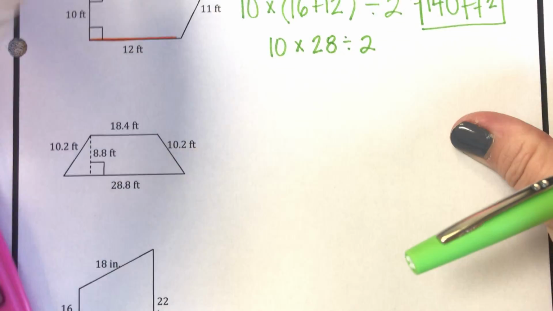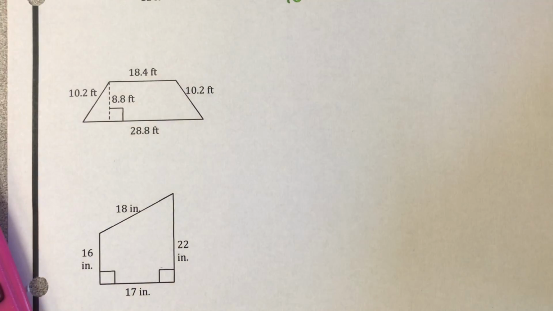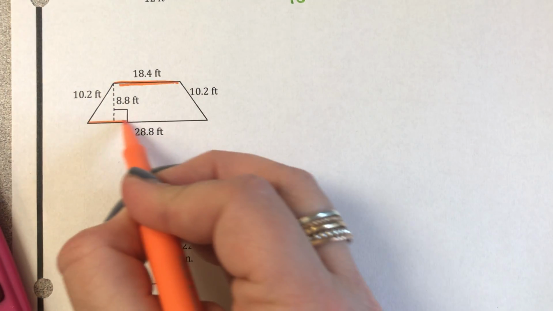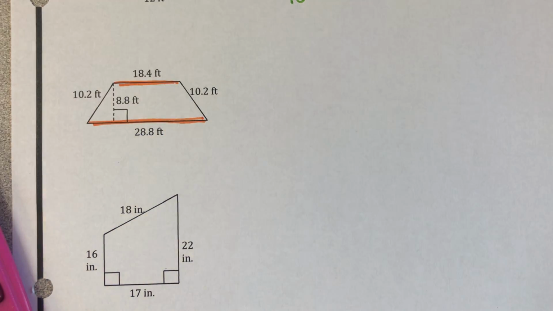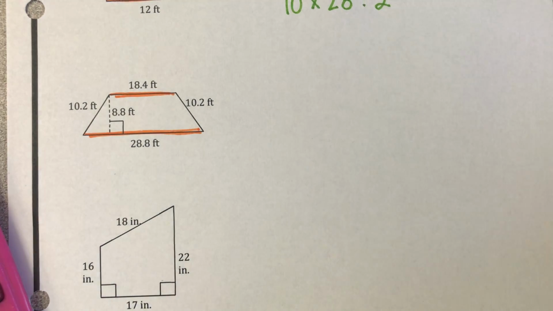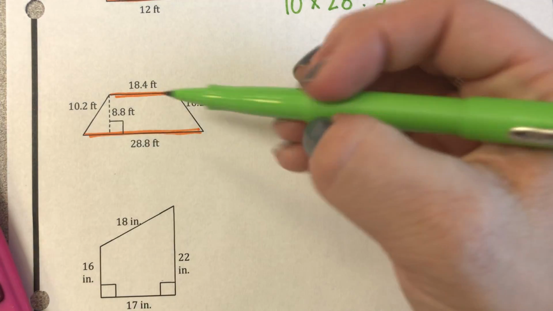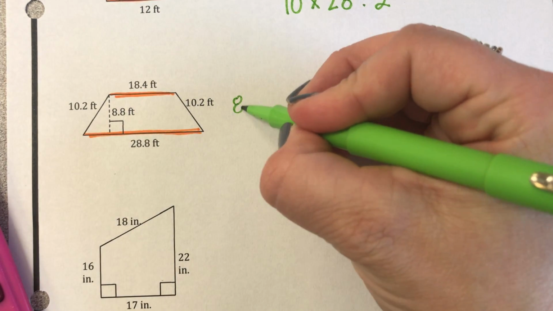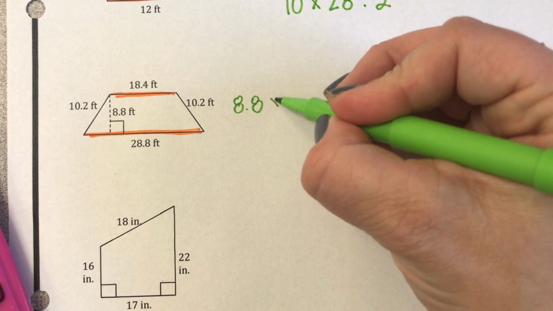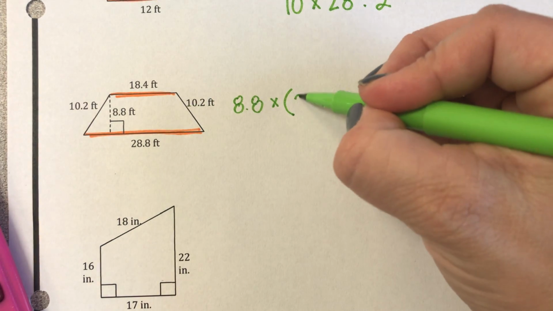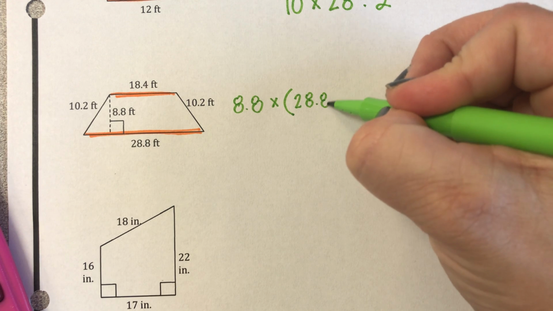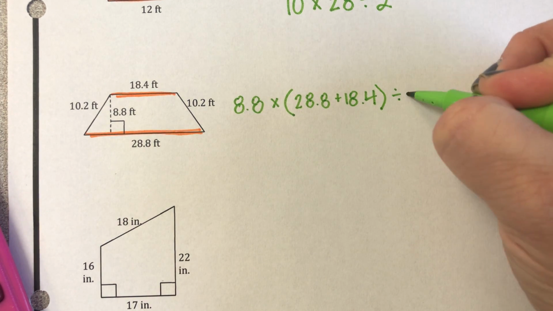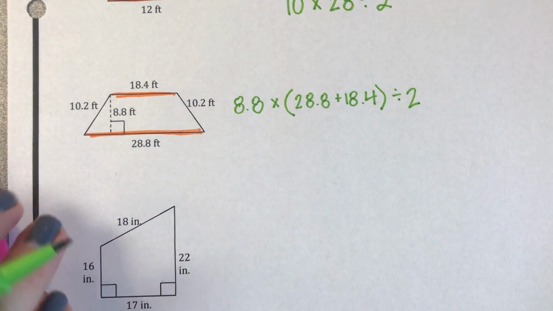Let's look at this middle one. So I'm going to again highlight the bases. They're the parallel sides. Okay, so what would be the height? What is the perpendicular segment that's connecting those two bases? It's 8.8. It's the straight one. So 8.8 times the sum of the bases. One of the bases is 28.8. The other is 18.4. And then we're going to divide it by 2.